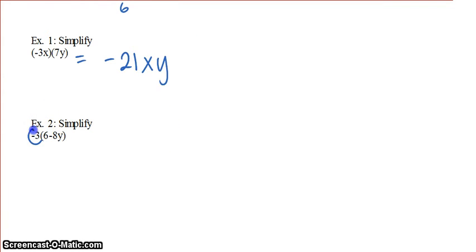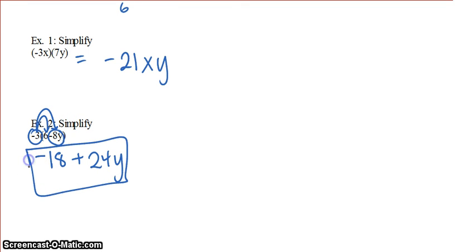Make sure you distribute the negative 3 to the 6 first, so then we get negative 18 because we have only one negative. And then we have to distribute it to the negative 8y. So the negatives cancel out to make it positive, and 3 times 8 is 24, and we're left with that y. This is as much as you can possibly simplify this, because I cannot combine any more without knowing y.